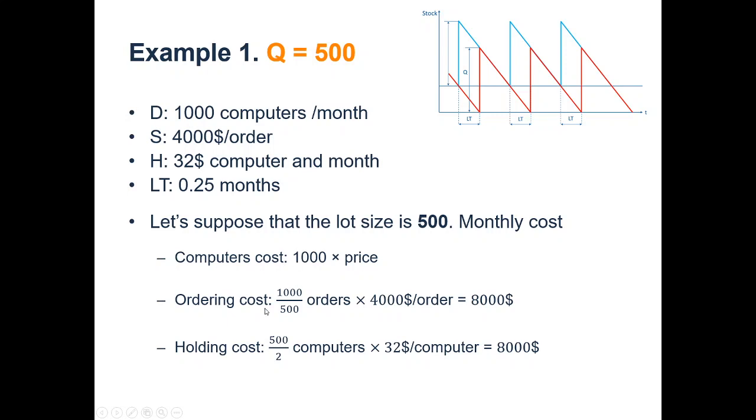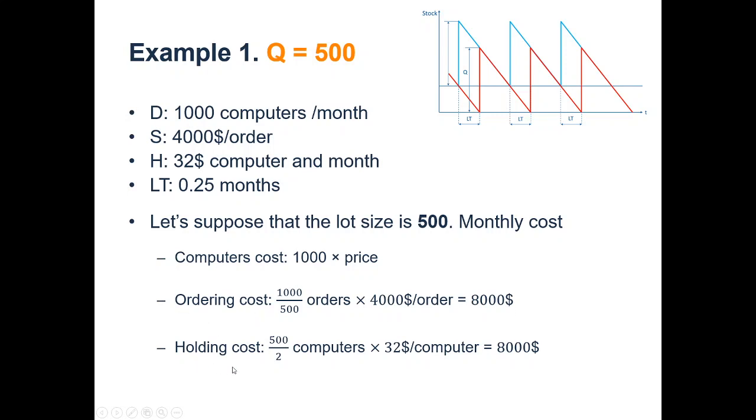The ordering cost is computed as follows. If we're going to have a demand of 1,000 over a month and we are placing orders of 500, that means that we're going to place 2 orders per month. This fraction here gives us the number of orders per month, and we're going to pay $4,000 per order, which means that we are spending $8,000 per month in terms of ordering.